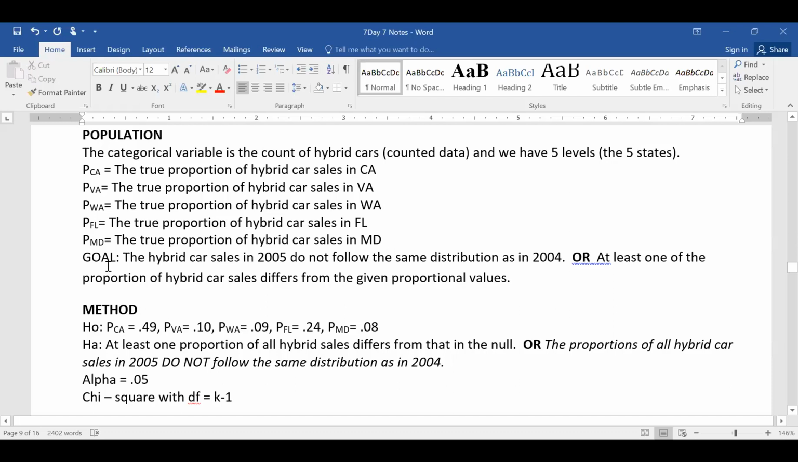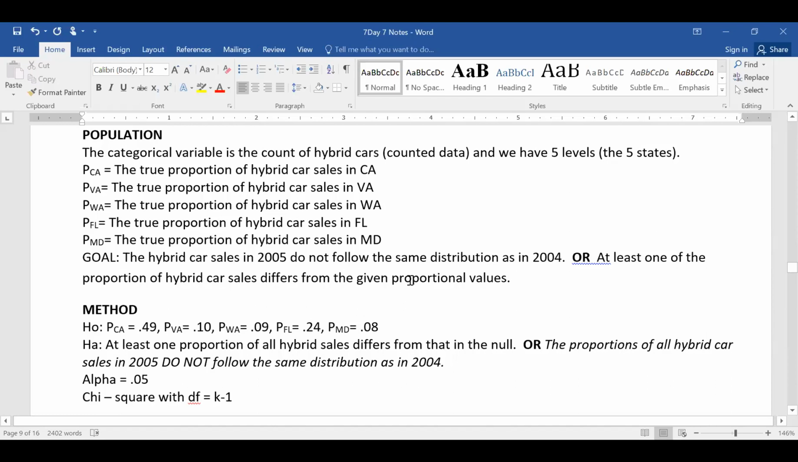And of course, the goal. The goal is always for the HA, and the HA says that something's different. So here, the goal is: the hybrid car sales in 2005 do not follow the same distribution as in 2004. That's one clear statement. Or you can write it a different way: at least one of the proportions of hybrid car sales differs from the given proportional values.